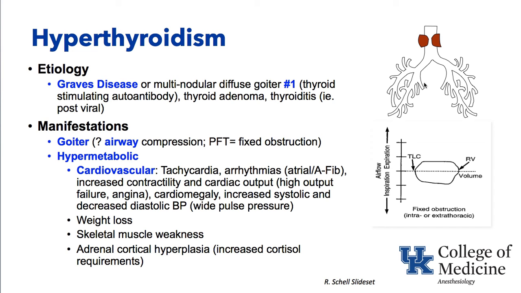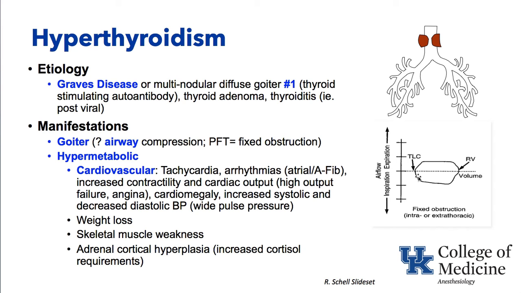Up at the top is meant to represent the goitrous thyroid around the trachea, compressing it. And when a patient breathes in, which is the lower part of this flow volume curve, it is truncated. And when they breathe out, it's truncated. So you get this blunting of both inspiration and expiration. It's called a fixed obstruction, and that's what you would see in a flow volume loop classically.